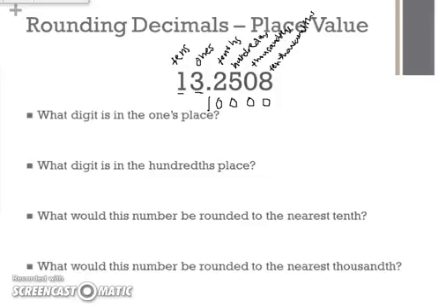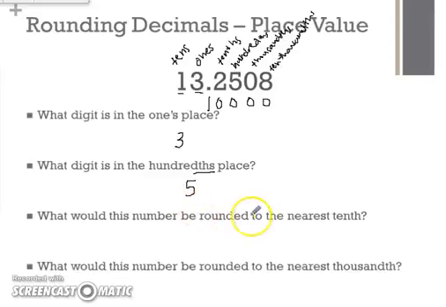So for answering these questions, what digit is in the ones place? The ones place represents the numbers before the decimal. So in our ones place, we would have 3. The digit in the hundredths place, notice it's got this th, it's after the decimal, hundredths place, is our 5.